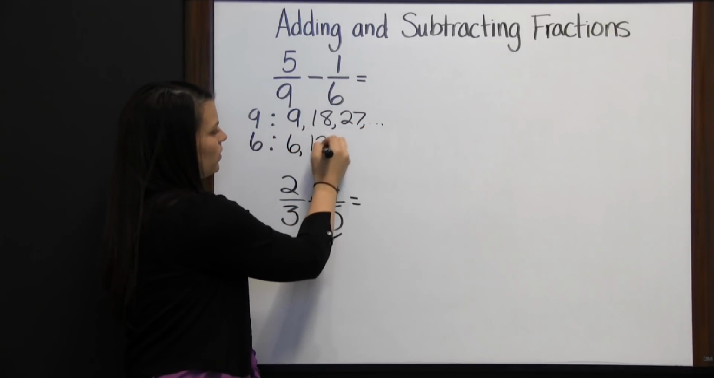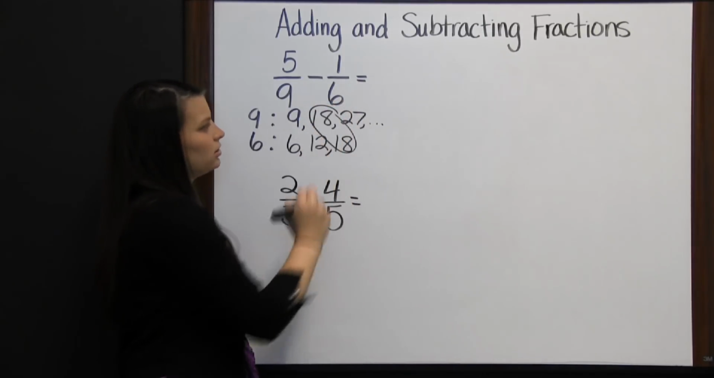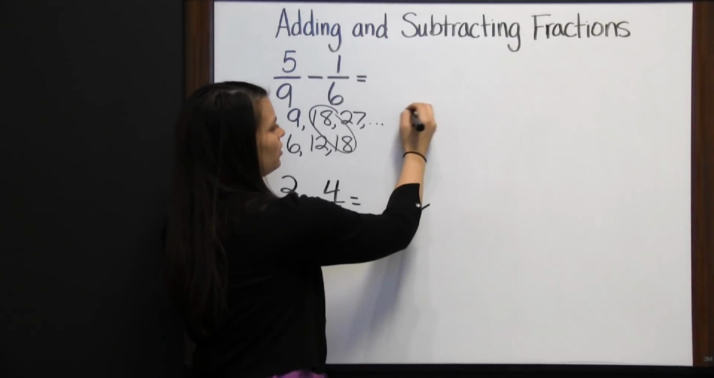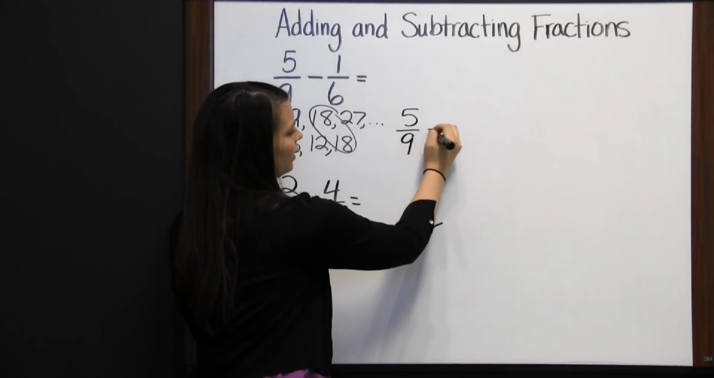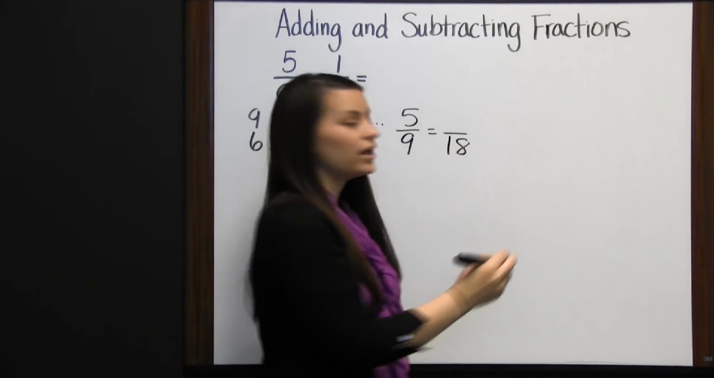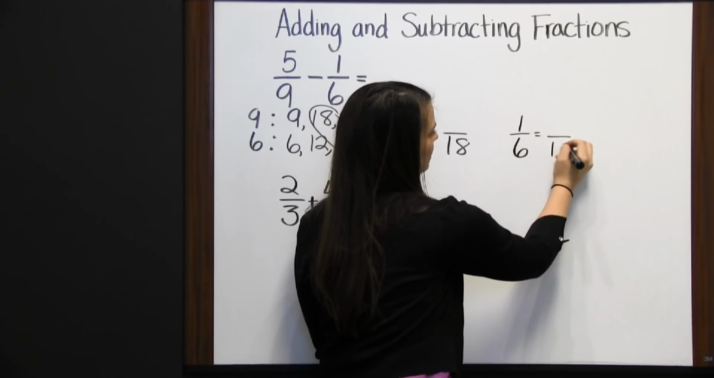6, 12, 18. Our least common multiple is 18, so we're going to change both of our fractions, 5/9 to something over 18, and 1/6 to something over 18.